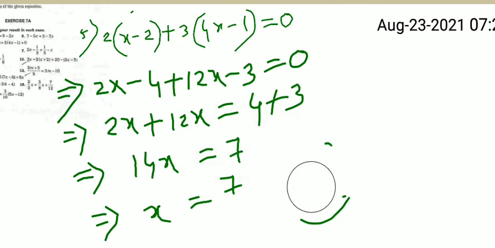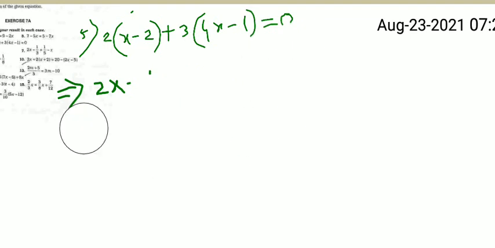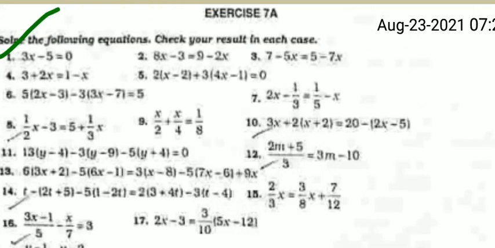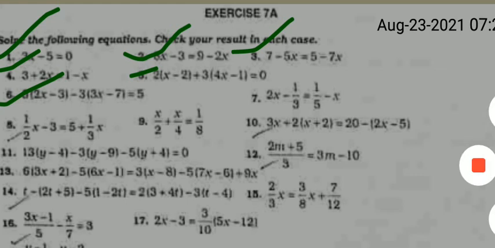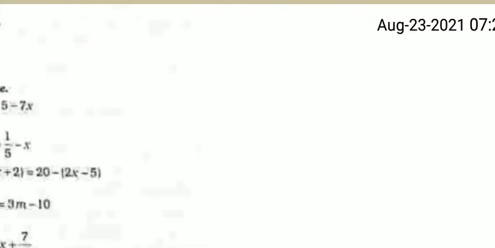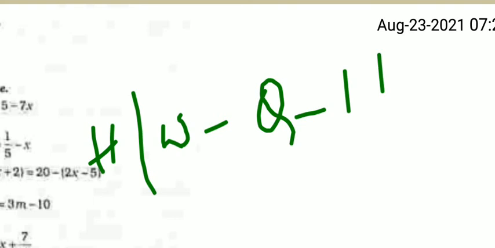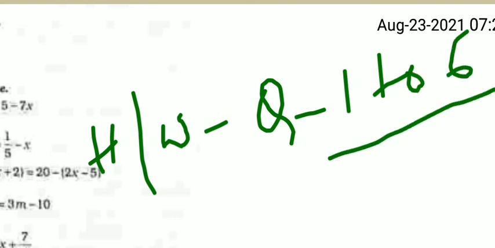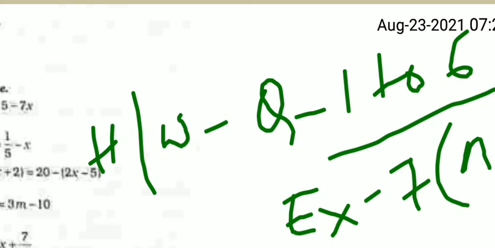So students, today your homework will be question number 1, 2, 3, 4, 5 up to 6. Up to 6 you have to do. So today write your homework, question number 1 to 6 carefully from exercise 7a. Okay, so that's all for today.